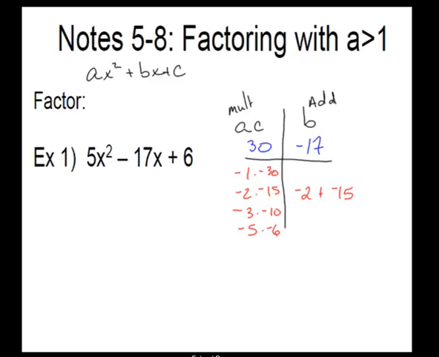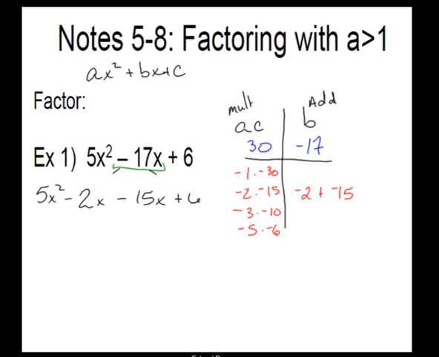So now I'm going to go back and rewrite my middle term using my negative 2 and my negative 15. My 5x squared is not going to change. Instead of minus 17x, it's going to be split into two pieces now, a minus 2x and a minus 15x. And then my plus 6 just comes down to the right.